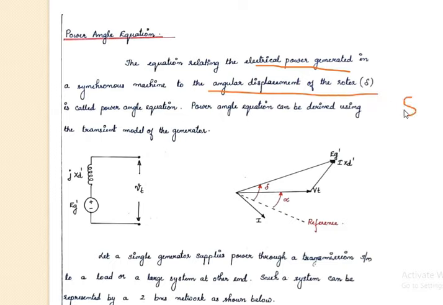You know the angle delta, right? What is delta? Delta is the load angle, or the torque angle, or the rotor angle. That is the variation or displacement of your rotor. Normally your rotor rotates at synchronous speed, and the variation in the angle of the rotor is denoted by the term delta. The power angle equation is the equation governing the electrical power generated in a synchronous machine with delta. Is there any relation between electrical power generated and its rotor angle? That is discussed under the heading power angle equation.